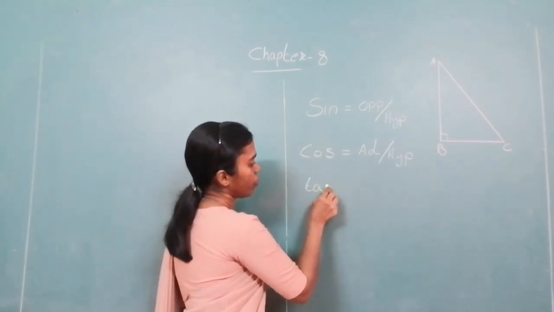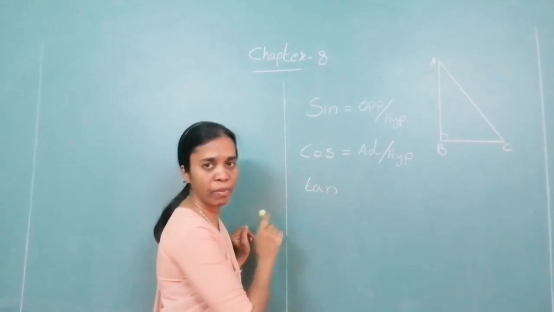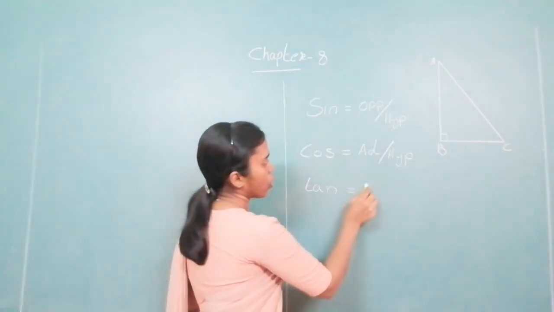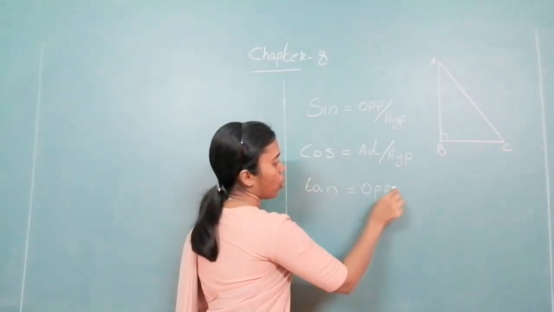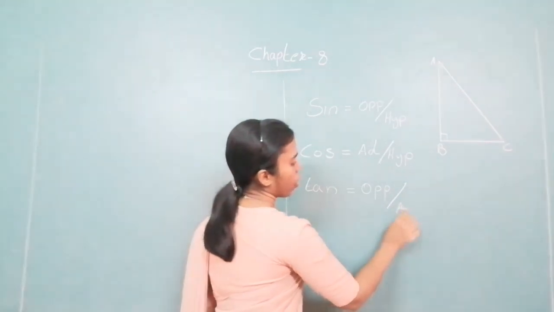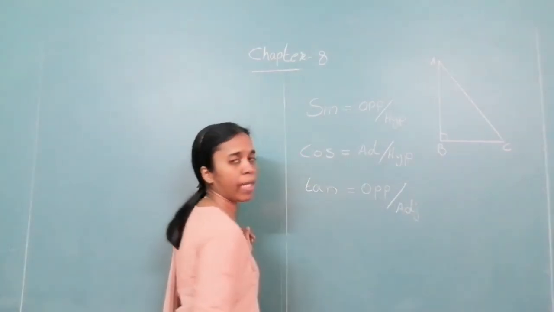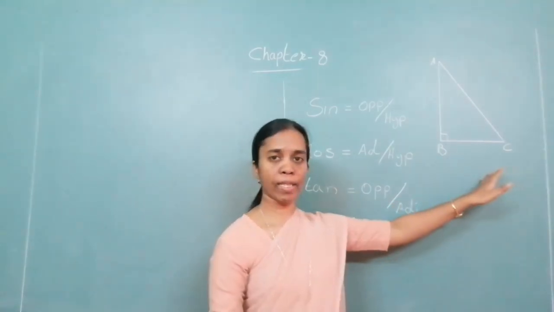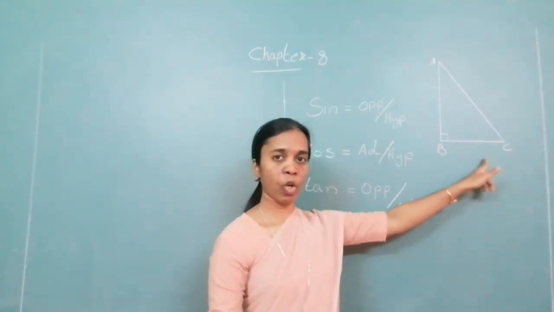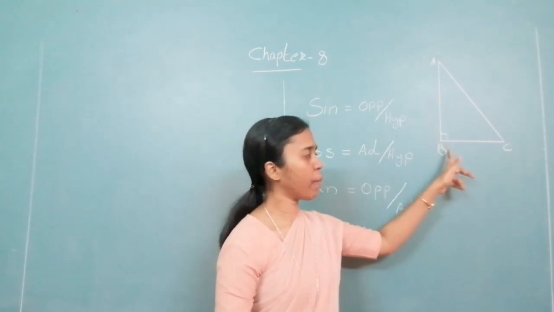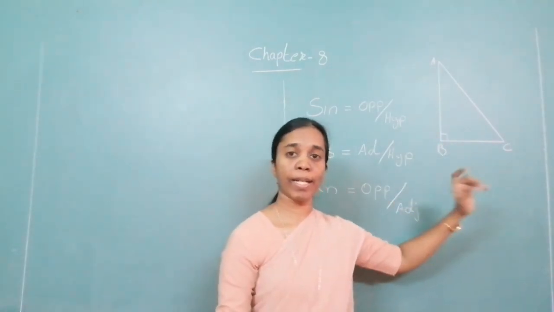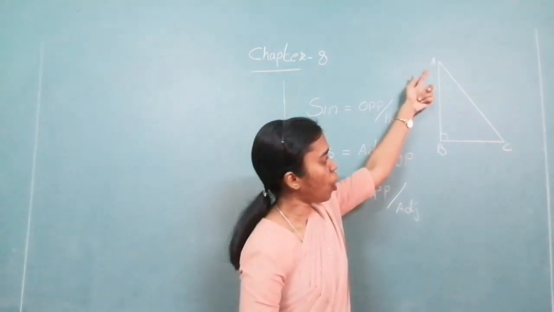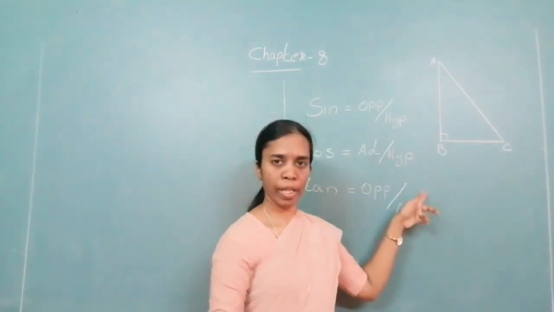Then we have tan. Tangent. We call it tangent, but we write it as tan. Tan is equal to opposite upon adjacent. Suppose I said tan C. Tan C is opposite upon adjacent, AB upon BC. Tan A is opposite BC upon AB.